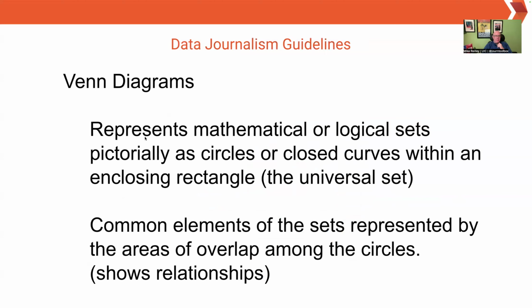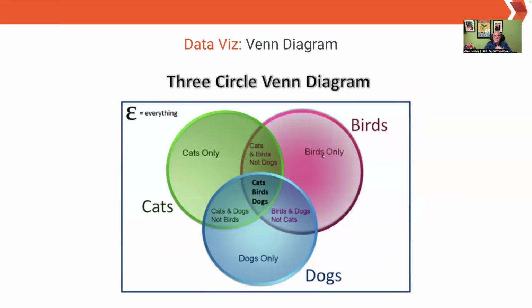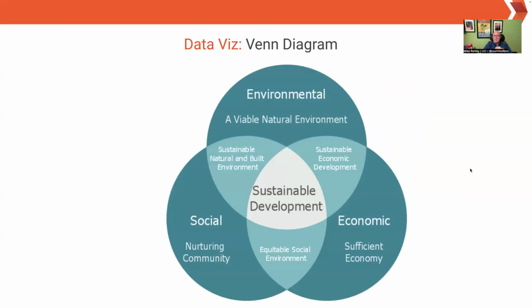Occasionally we have one with a final project. It represents logical sets as circles, sometimes triangles, and shows how they overlap to show common interests. The common elements are represented by the overlap. So this is the common element here, similar, but A and B are different. But where they cross is similar. So you might be looking at birds, cats, and dogs, and these are different combinations when they overlap.